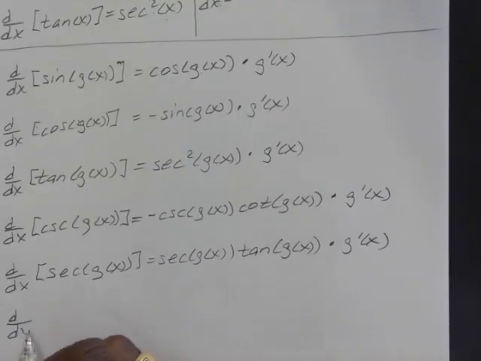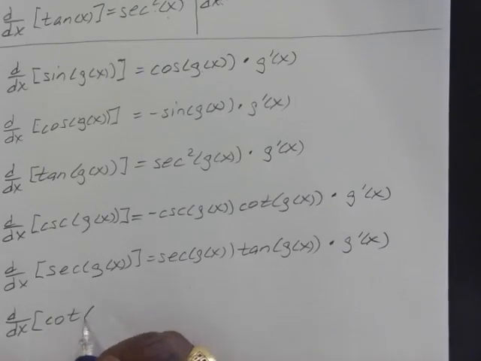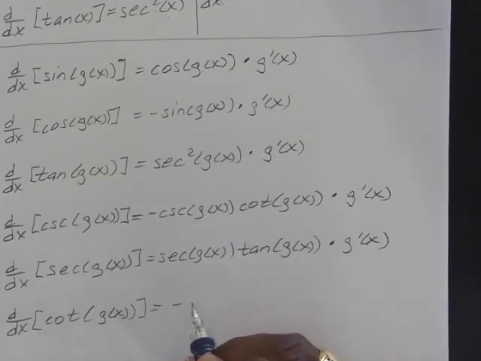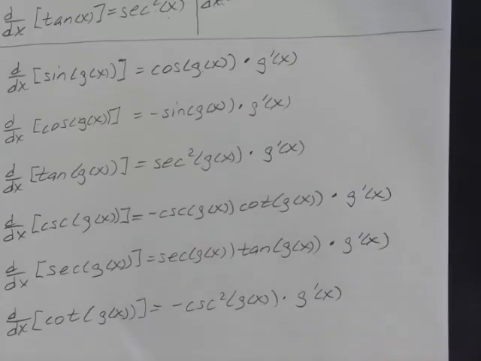And same thing with your derivative of cotangent of some function g of x. That's equal to negative cosecant squared of g of x times g prime of x. So for all the derivatives involving the chain rule, nothing changes except multiplying it by the derivative of your g of x. Move that over a little bit.